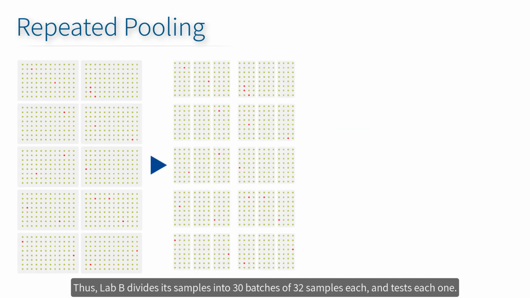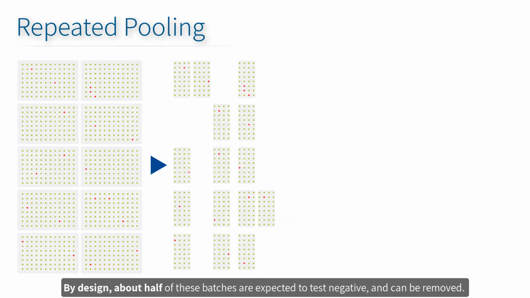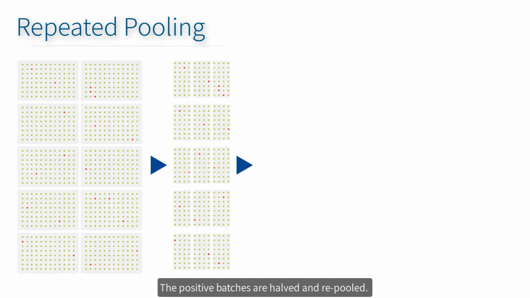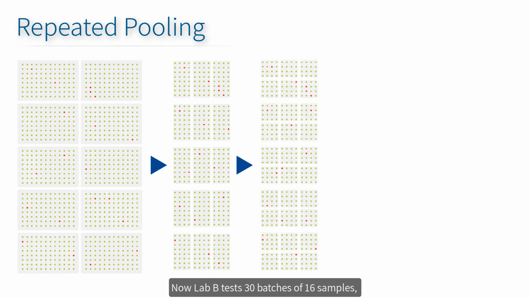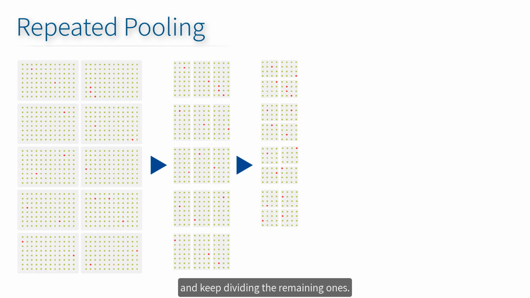Thus, Lab B divides its samples into 30 batches of 32 samples each and tests each one. By design, about half of these batches are expected to test negative and can be removed. The positive batches are halved and re-pooled. Now Lab B tests 30 batches of 16 samples, and here again, they take out all the negative batches and keep dividing the remaining ones.